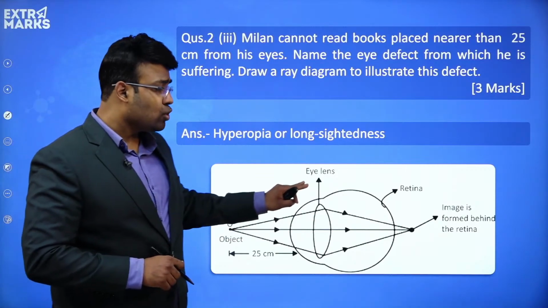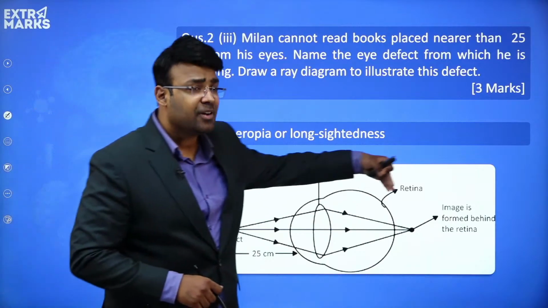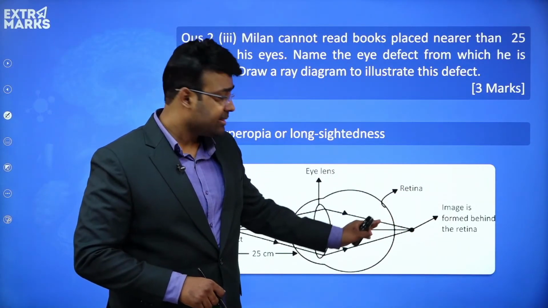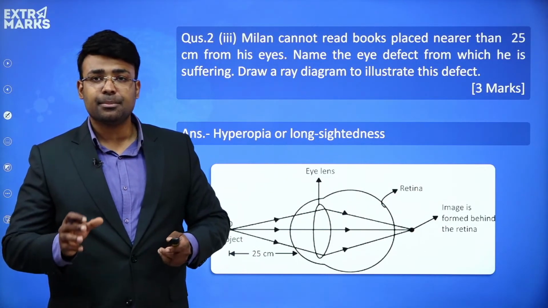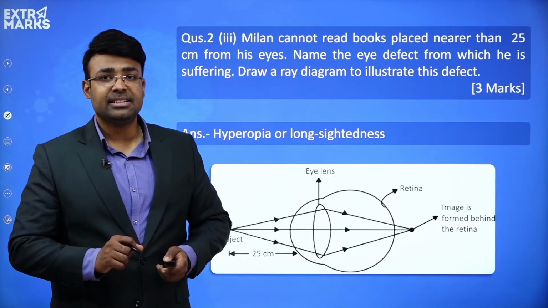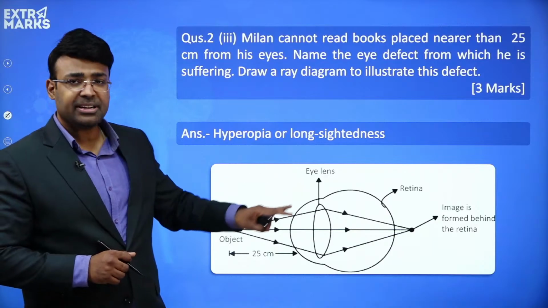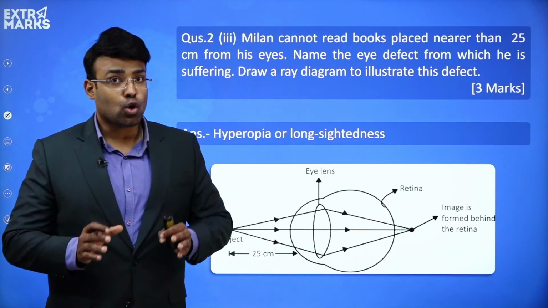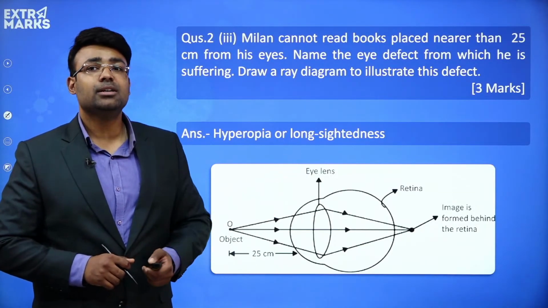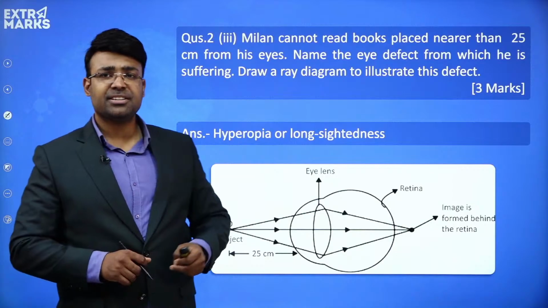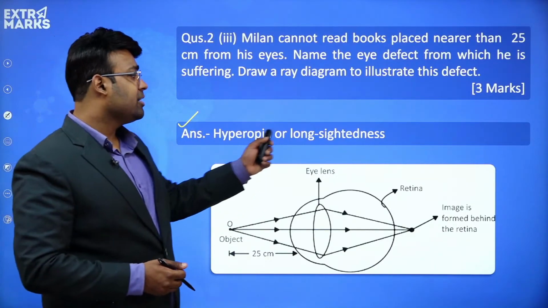Because the image formed by this near object is going to form behind the retina. This is the retina and the image is going to form behind it. Because of that, the image formed is a blur image. This defect can be resolved by the use of a convex lens, and we can clear the image for the concerned person. So the disease associated with it is hyperopia or hypermetropia or farsightedness.